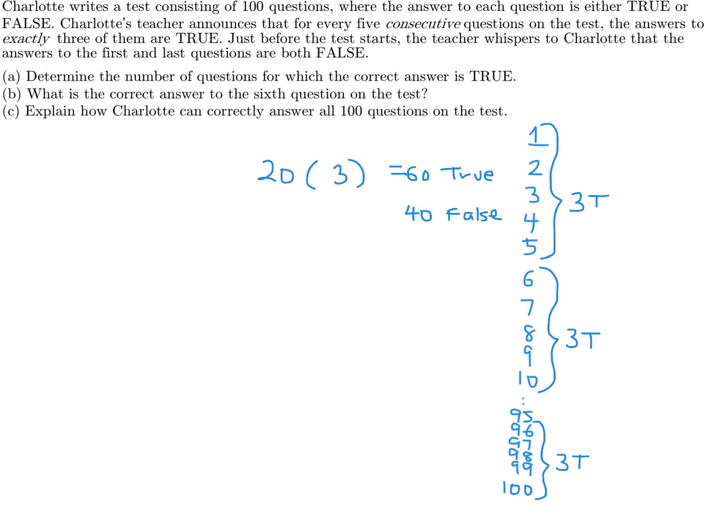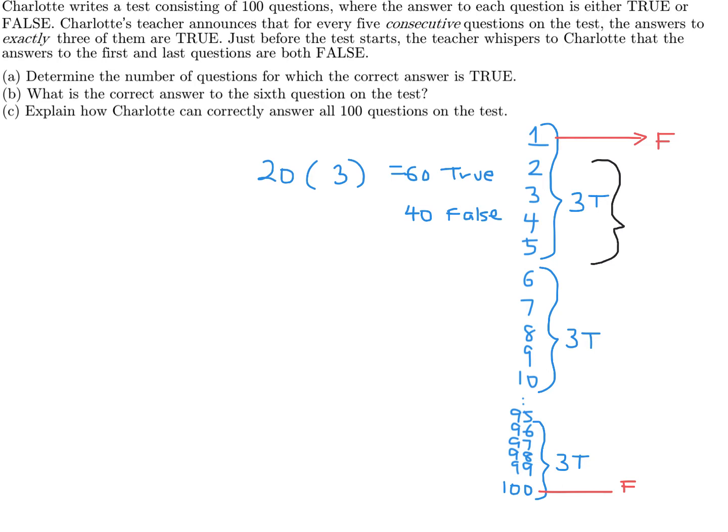Part B. Determine, what is the correct answer to the 6th question on the test? Okay, interesting. Well, the fact that the teacher says that the first and last questions are both false, let's just use that. So that's very helpful. So the first question is false, and the last question is false. Okay? So that means that of these remaining 4, 3 of them are true. That has to be according to the question's information.